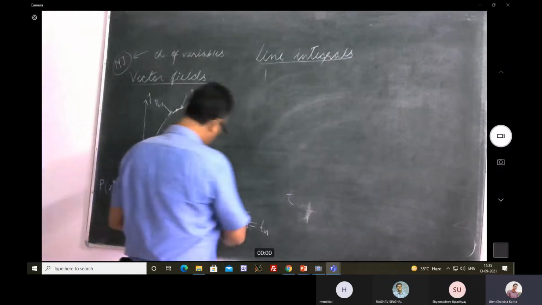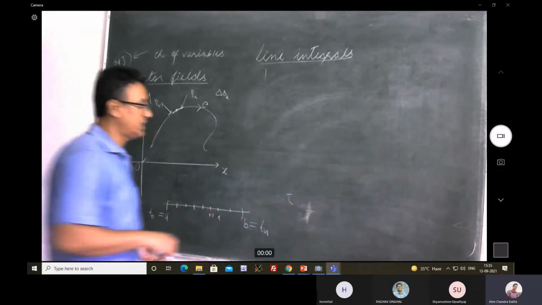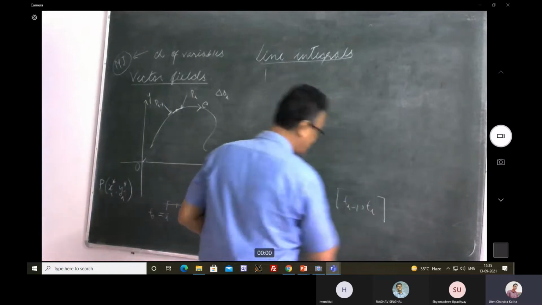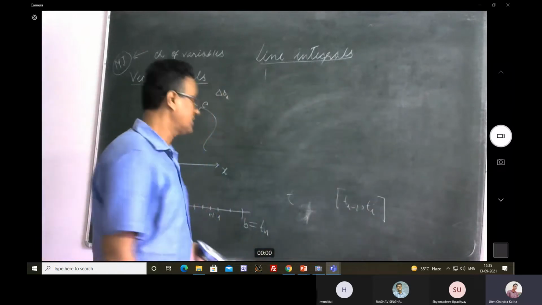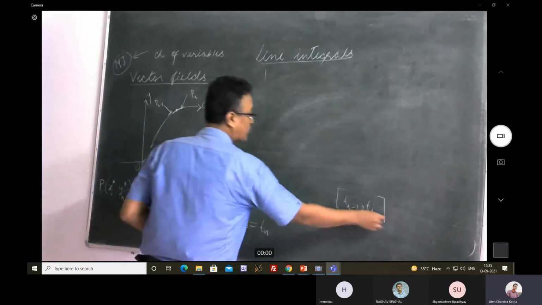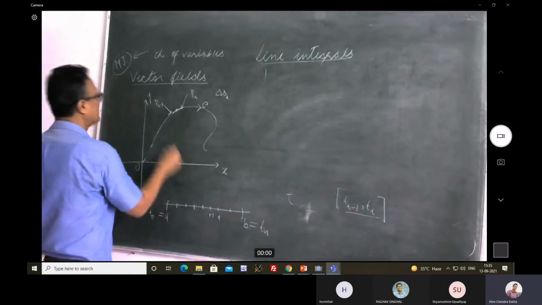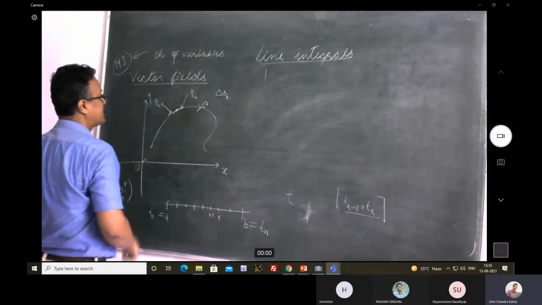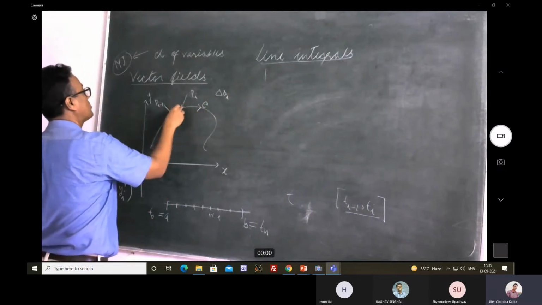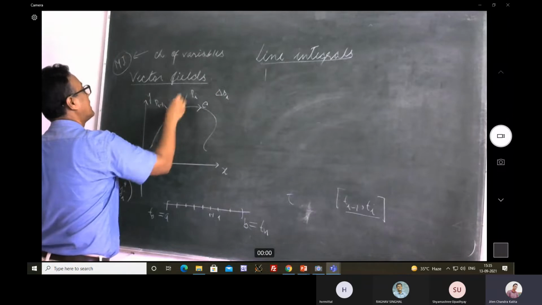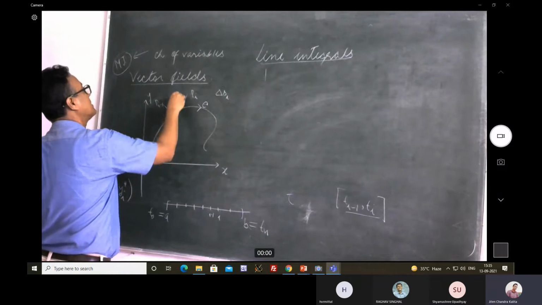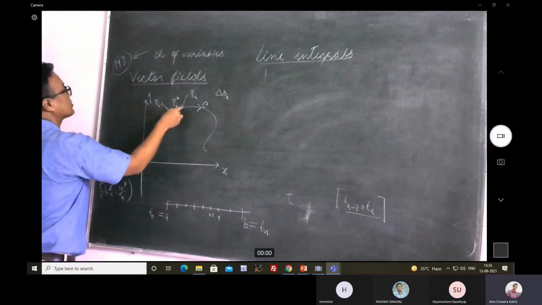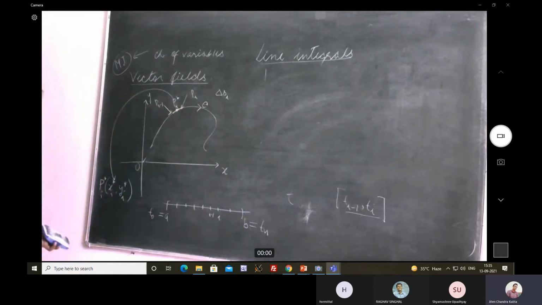By inserting points there in such a way that a general interval is given by this, and corresponding to this interval, I get a sub arc here of length delta Si, right? And then I am taking a point, say Pi star, lying in this interval, whose coordinates are given by this.